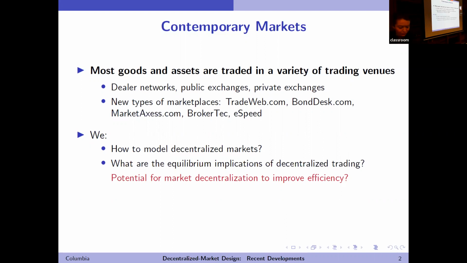All right, so if it were feasible to centralize all of the trading in financial markets, would such a centralized market structure be efficient, right? So this will be our organizing question today. That will be our objectives: understand the potential for a fragmented market to create gains from trade. It will also look at possible ways to model fragmented or decentralized markets.